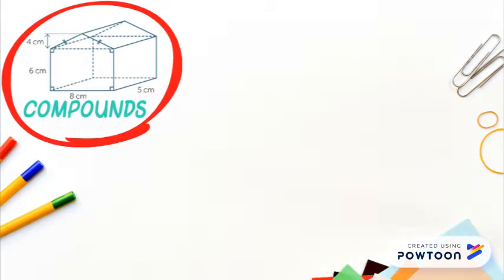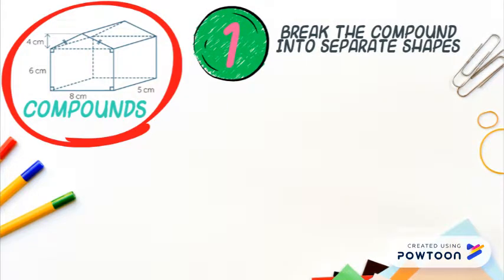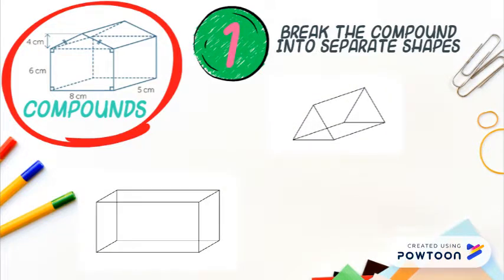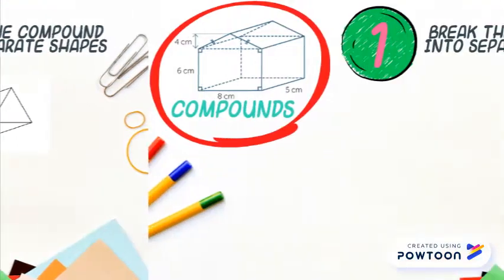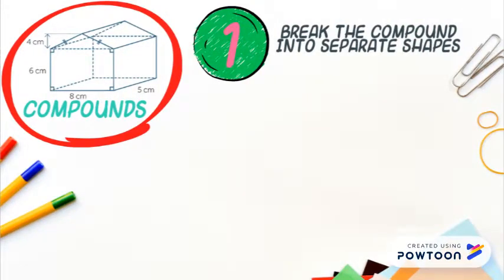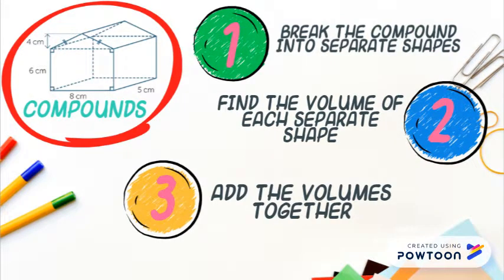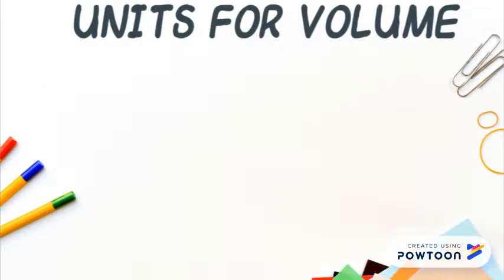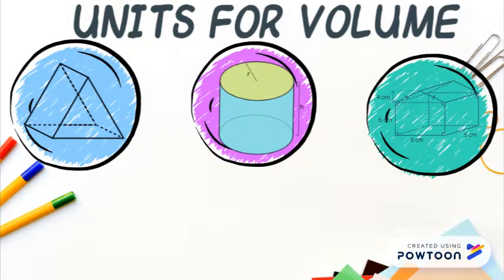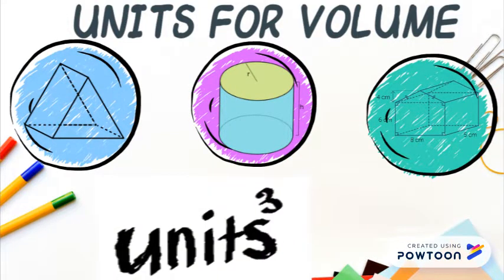Lastly, we have compound shapes. The first step for these is to break the compound into separate shapes. As seen in the diagram in the top left corner, this compound is made up of a triangular prism and a rectangular prism. For the second step, using your knowledge from previous parts of this video, you need to find the volume of each element of the compound. The final step is to add these volumes together to calculate your final answer. As for the units used for volume, regardless of the shape, your answer will always be in units cubed.